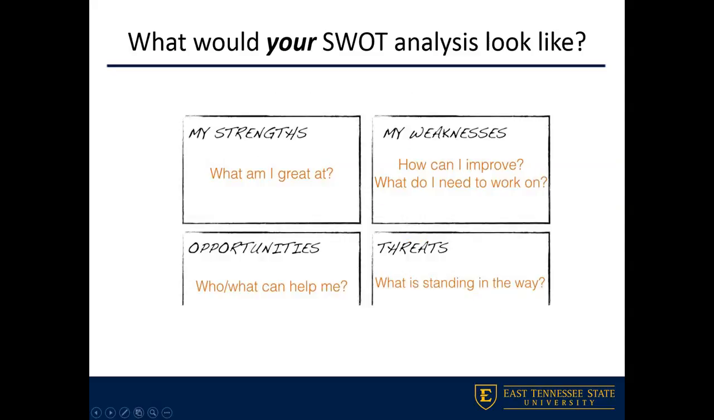Another example that I have, kind of more general but may help you when you're constructing your own SWOT analysis: when you think about strengths, you can think about, what am I really good at? And weaknesses, where do I need to improve, or what do I need to work on? Again, those are more internal, within yourself. Opportunities and threats are external. Thinking about opportunities, who or what can help me out, and threats, what is standing in the way?